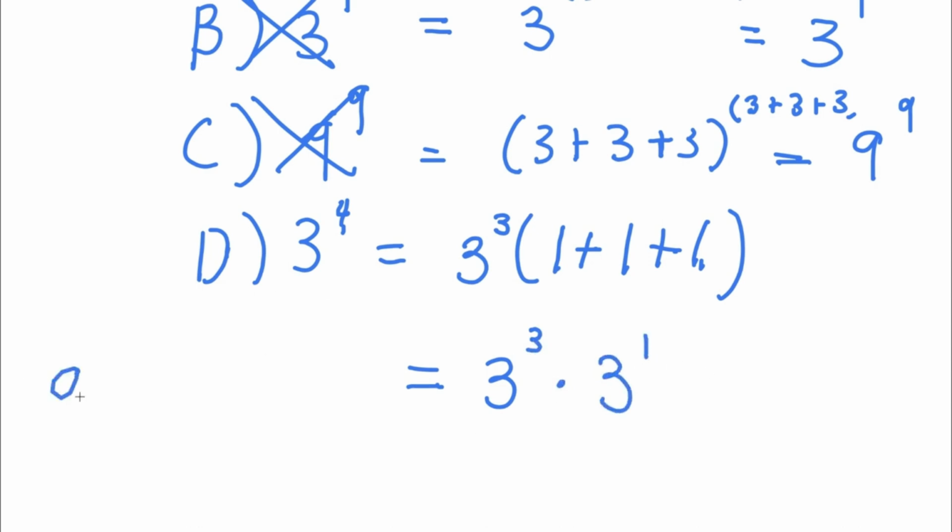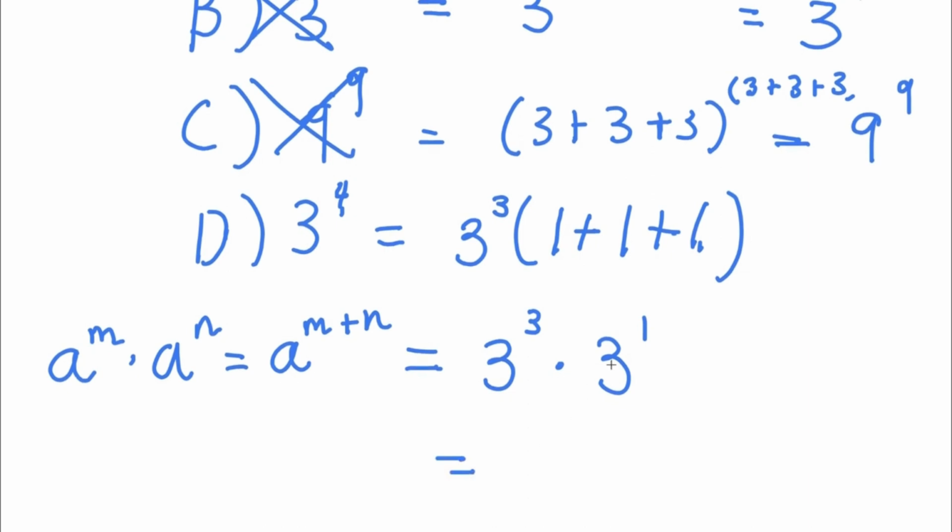And if I have something in the form a to the power of m times a to the power of n, this is equal to a to the power of m plus n. So 3 to the power of 3 times 3 to the 1 is going to equal 3 to the power of 3 plus 1, which is 4. So this is the right answer to this problem.